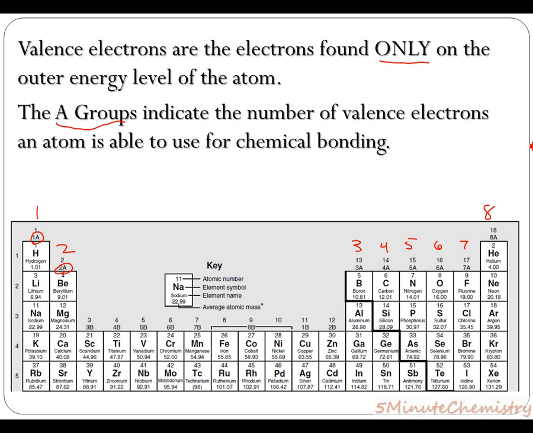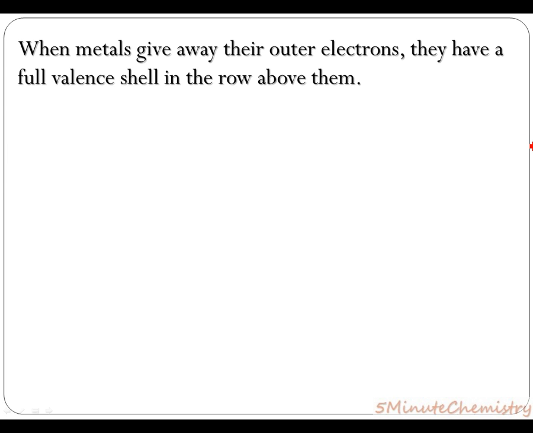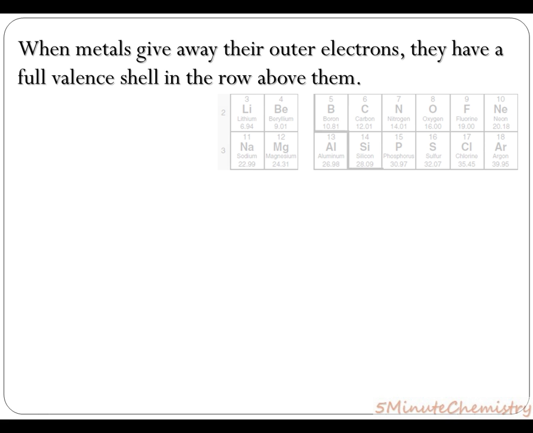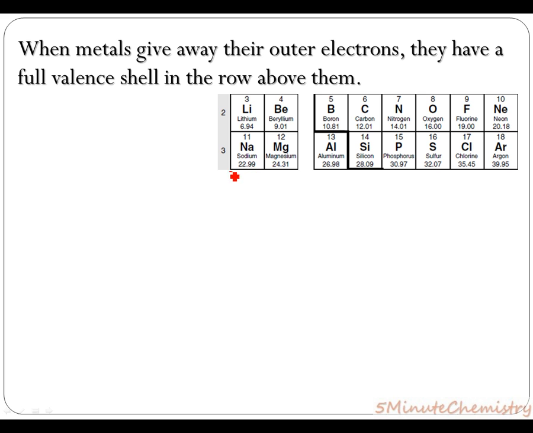So, along with this idea, we have to be aware that when metals give away their outer electrons, they have a full valence shell in the row above them. So if we were talking about sodium, sodium here could be shown as the positive center, the protons and neutrons, 11 protons, 12 neutrons here in the center, and then I've got 2 electrons in the first energy level, and then I've got 1, 2, 3, 4, 5, 6, 7, 8 in the next energy level. And if I'm sodium, I have 1 lone electron in this third energy level.